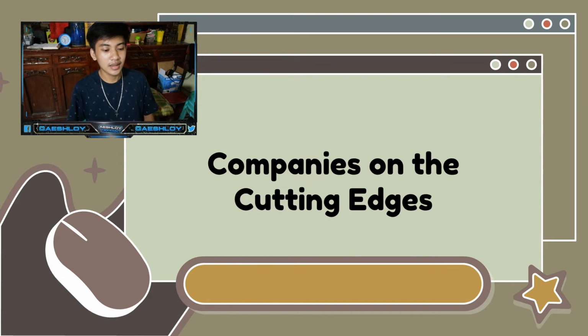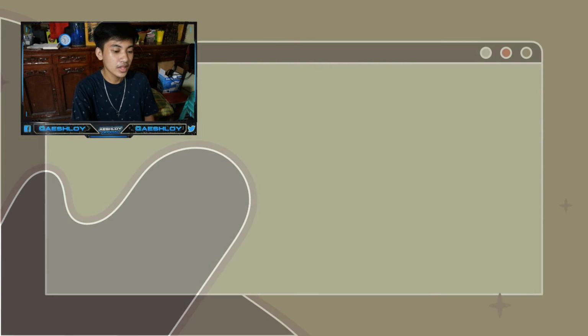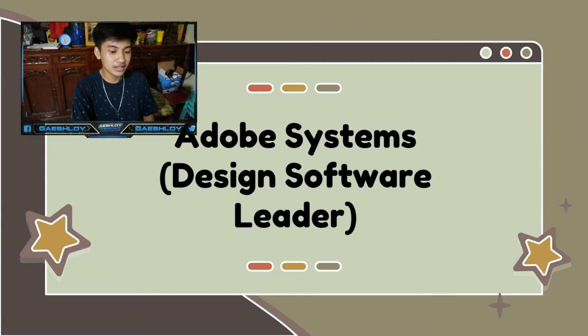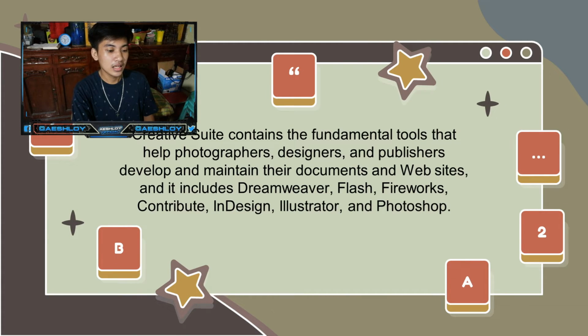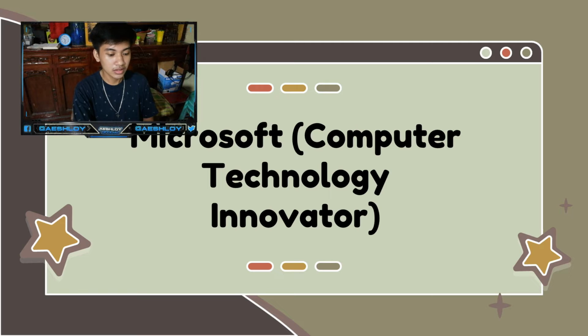Now let us talk about the companies on the cutting edge. So we have Adobe Systems, the design software leader. Charles Geschke and John Warnock founded the company in 1982 and named it after a creek that ran behind Warnock's house in California. Creative Suite contains the fundamental tools that help photographers, designers, and publishers develop and maintain their documents and websites. And it includes Dreamweaver, Flash, Fireworks, Contribute, InDesign, Illustrator, and Photoshop. And we have Microsoft, the computer technology innovator.